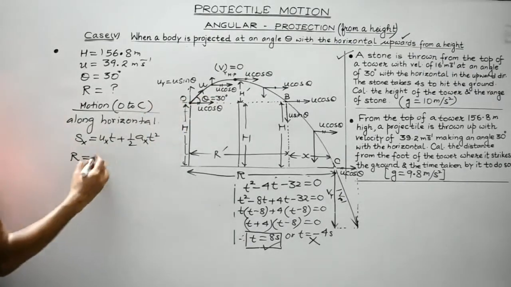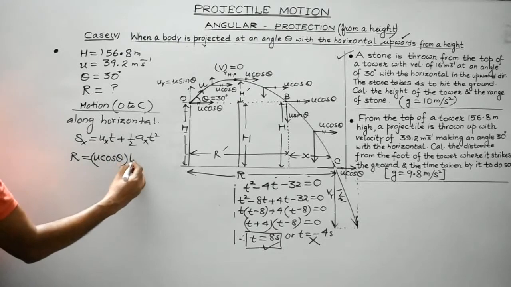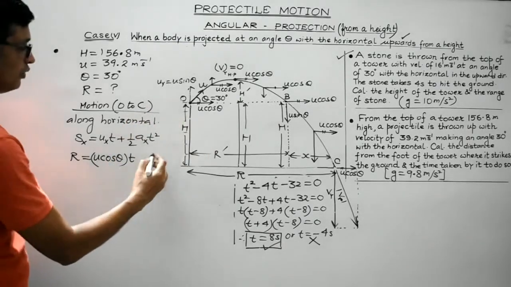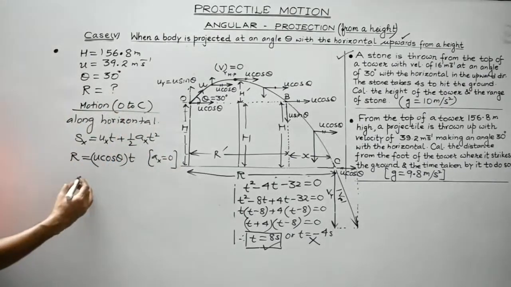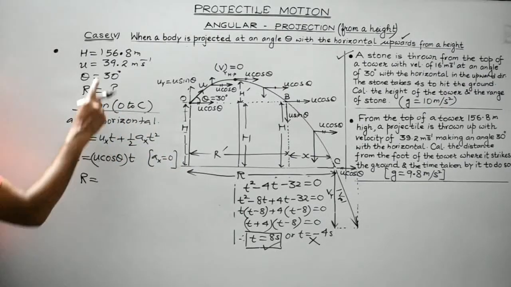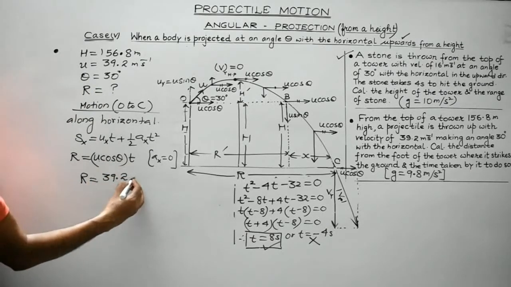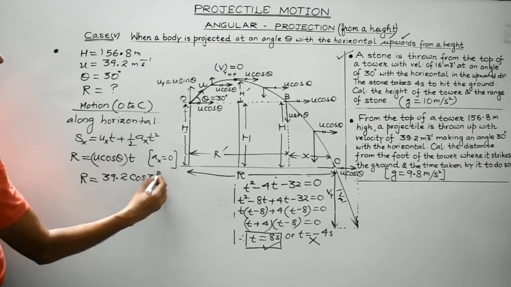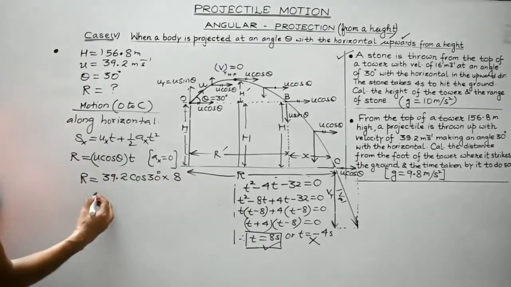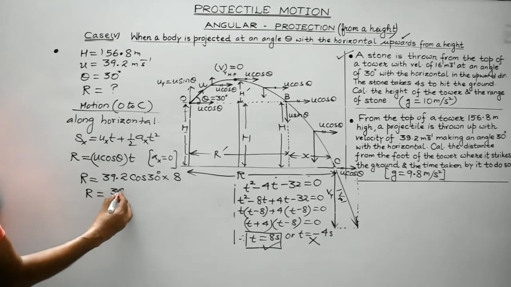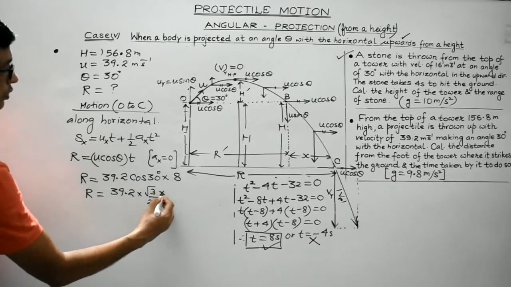ux is u cos theta, initial horizontal component of velocity. t, ax is equal to 0. So this term gets eliminated. So let's substitute the value. What is u? It's given to be 39.2. cos theta, cos 30 degree, multiplied by t, time of flight, it's obtained to be 8. So R would be equal to 39.2, cos 30 is root 3 by 2, into 8.